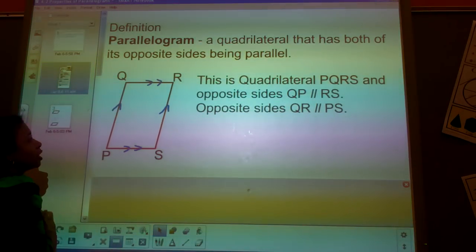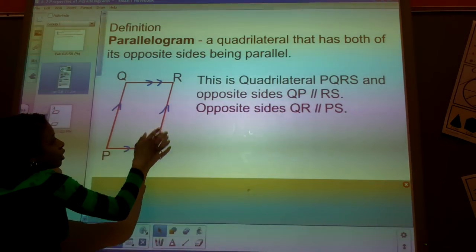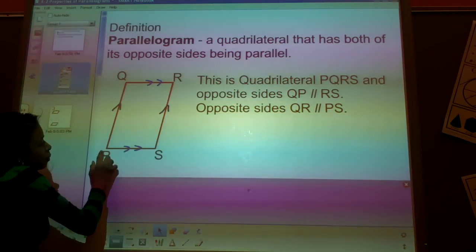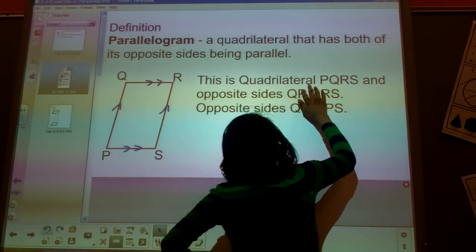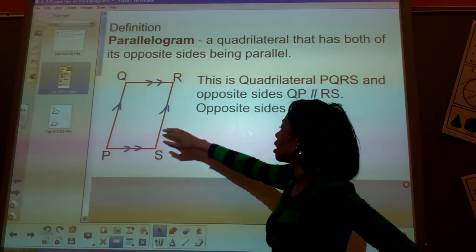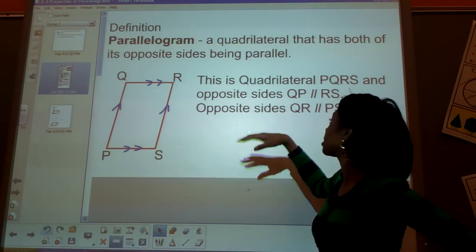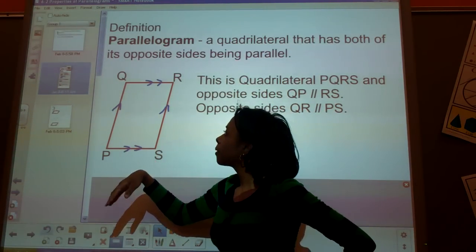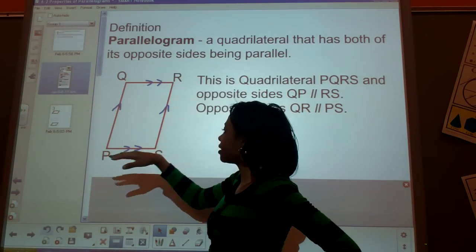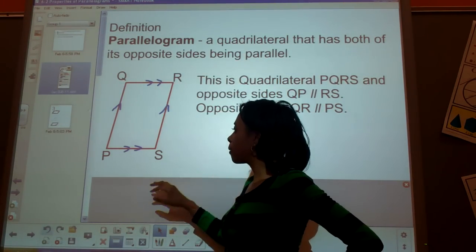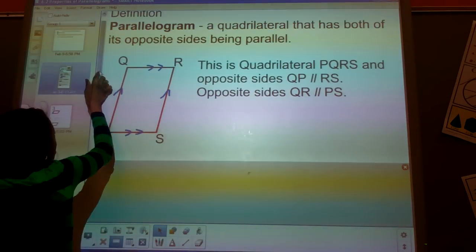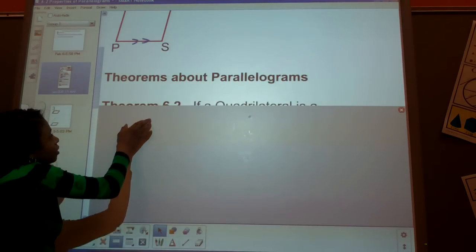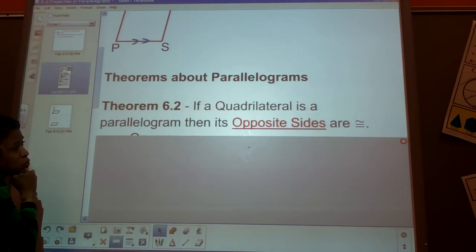That means that QP is parallel to RS. And also at the same time, QR is going to be parallel to PS. This quadrilateral's name is PQRS. And again, as I stated, opposite sides will be parallel, so QP to RS and PS to QR. That's what a parallelogram is. So here's some further information about what a parallelogram is. Let's get into some theorems.